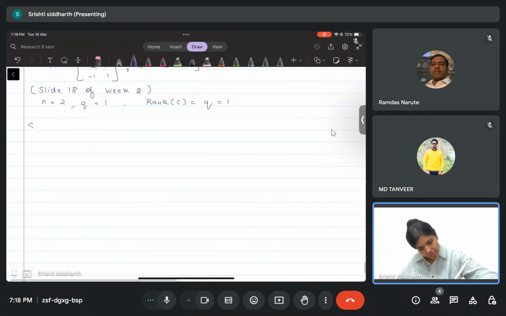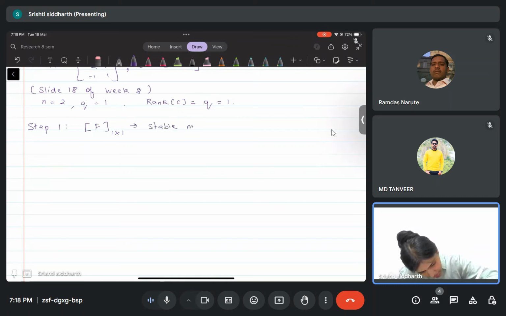Step 1 is to select an arbitrary stable matrix F of size n minus 2. So we just have to select a one by one scalar which is stable. Stable matrix means we need an eigenvalue in the left half plane, and so this is just a scalar. We can select this to be any value. So let's say f equals minus 3.